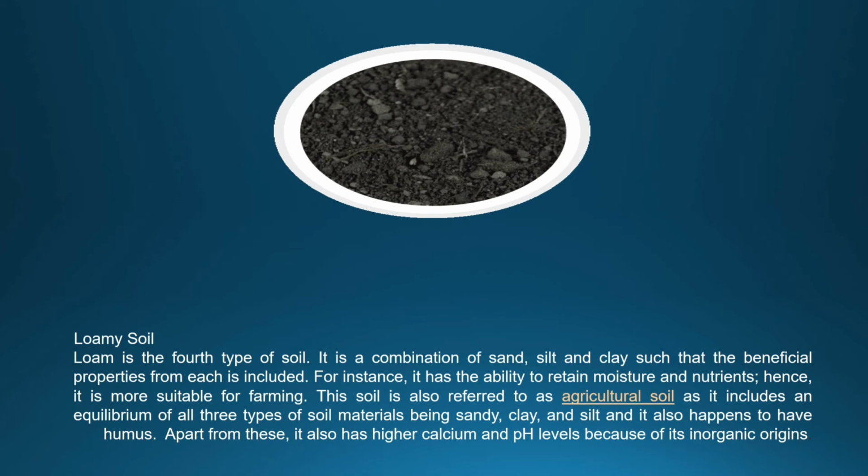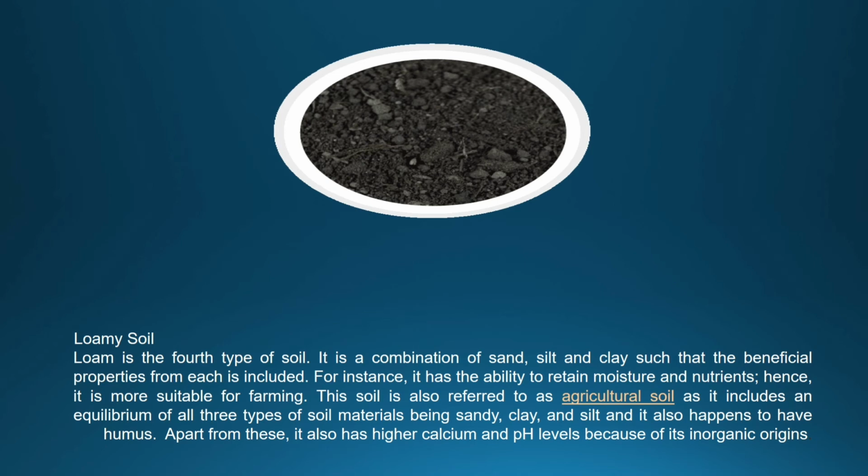Since it's more suitable for farming, this soil is also referred to as the agriculture soil, as it includes an equilibrium of all three types of soil materials, being sandy, clay, and silt, and it also happens to have humus. Apart from this, it also has higher calcium and pH levels because of its inorganic origins.